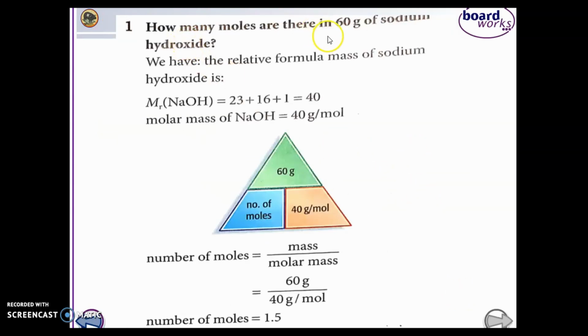Now, let's try a few examples. How many moles are there in 60 grams of sodium hydroxide? In order to answer this question, you need to find out the relative formula mass of sodium hydroxide. Sodium hydroxide formula mass is the total amount of relative atomic mass of its atoms. 23 is the relative atomic mass for sodium, and 16 is the relative atomic mass for oxygen, while 1 is the relative atomic mass of hydrogen.